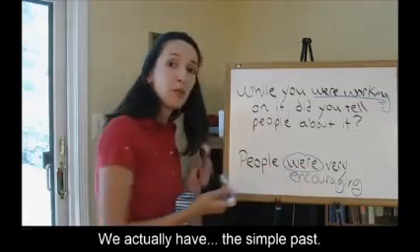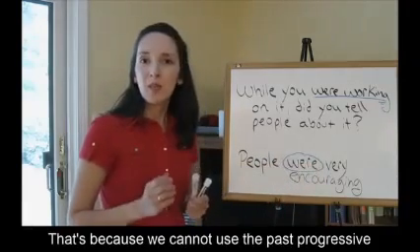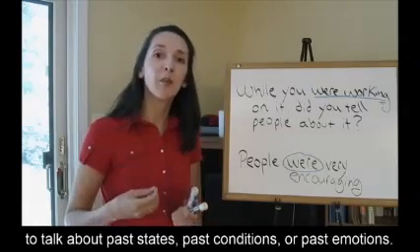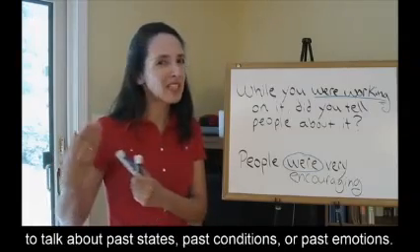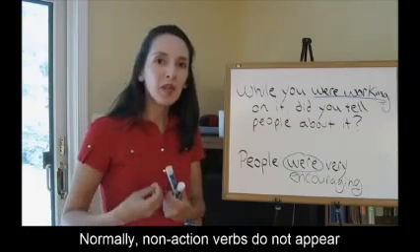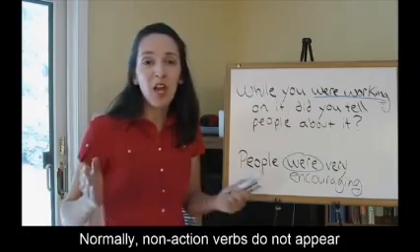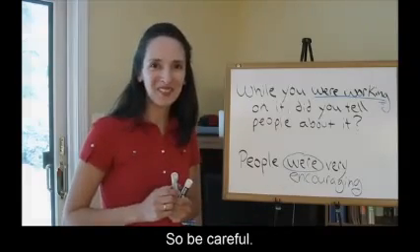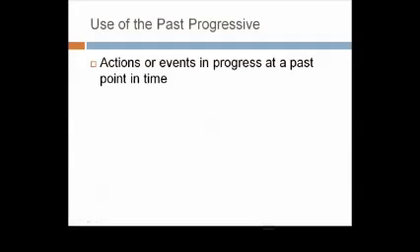That's because we cannot use the past progressive to talk about past states, past conditions, or past emotions. Normally, non-action verbs do not appear in progressive tenses, so be careful. So the past progressive expresses actions or events in progress at a past point in time. They are unfinished. The emphasis is on the activity as it occurred.